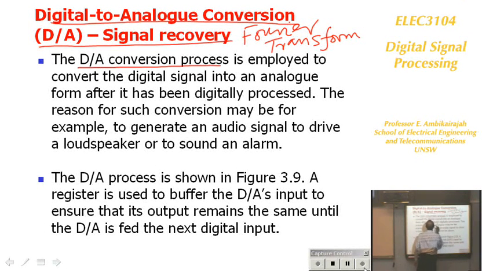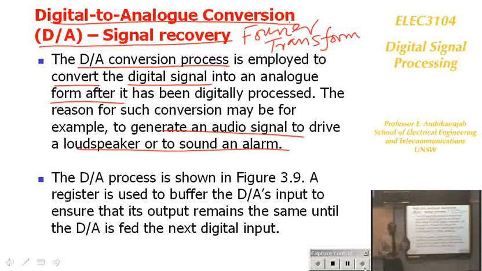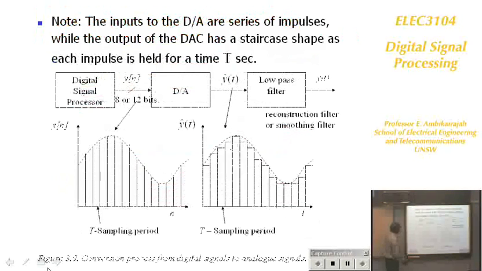D2A conversion is the process employed to convert a digital signal into analog form after you process it. And you then feed the analog signal into a speaker or sound alarm or whatever. So, let me show the D2A process on the next figure and see how it works.